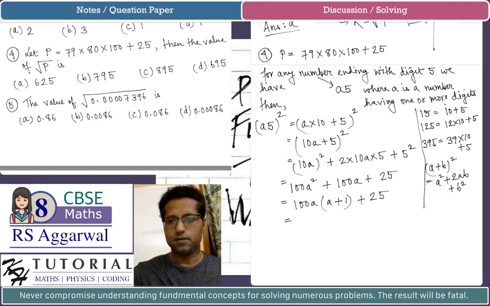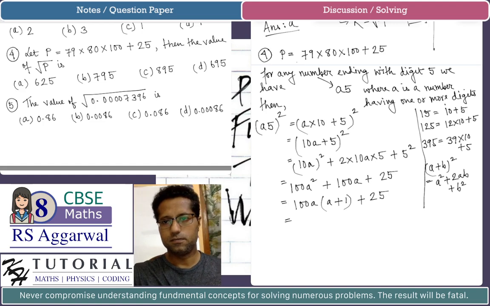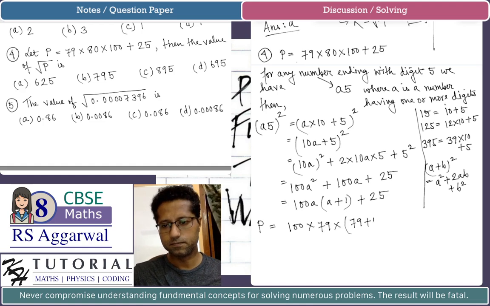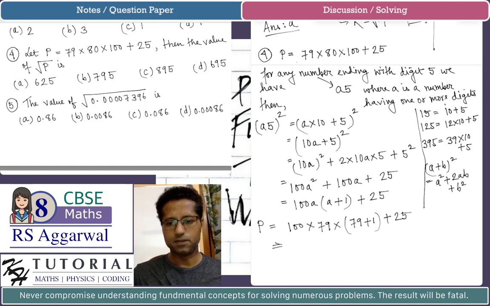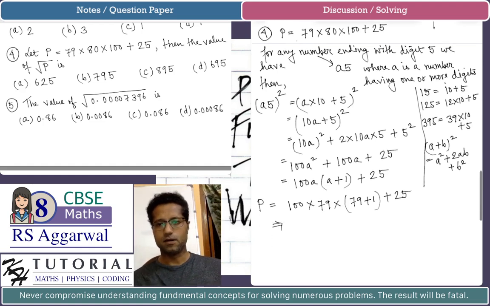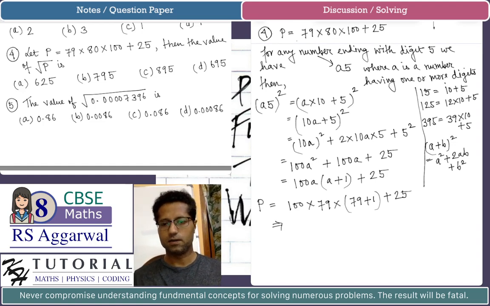Okay. Now if you see the given problem, p is given to be 100 multiplied by 79 and 80, we can say 79 plus 1, and we have 25. From here, and the concept that I just discussed, the square of a number ending with the digit 5 in the form A5 is 100A into (A plus 1) plus 25.